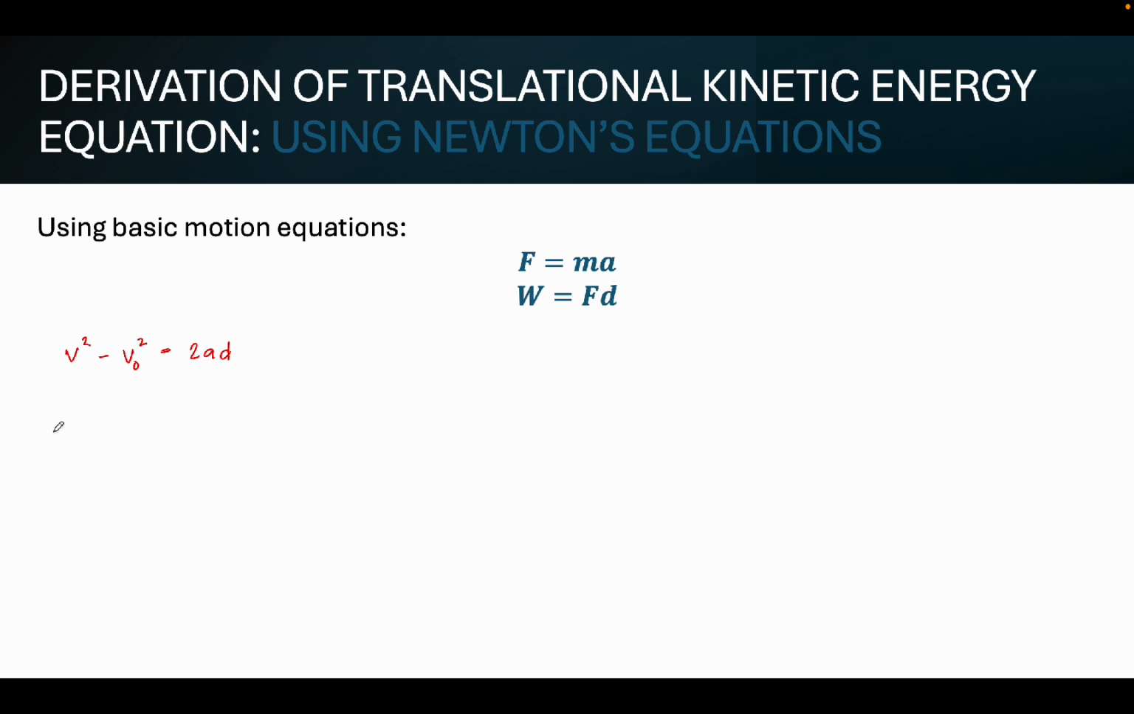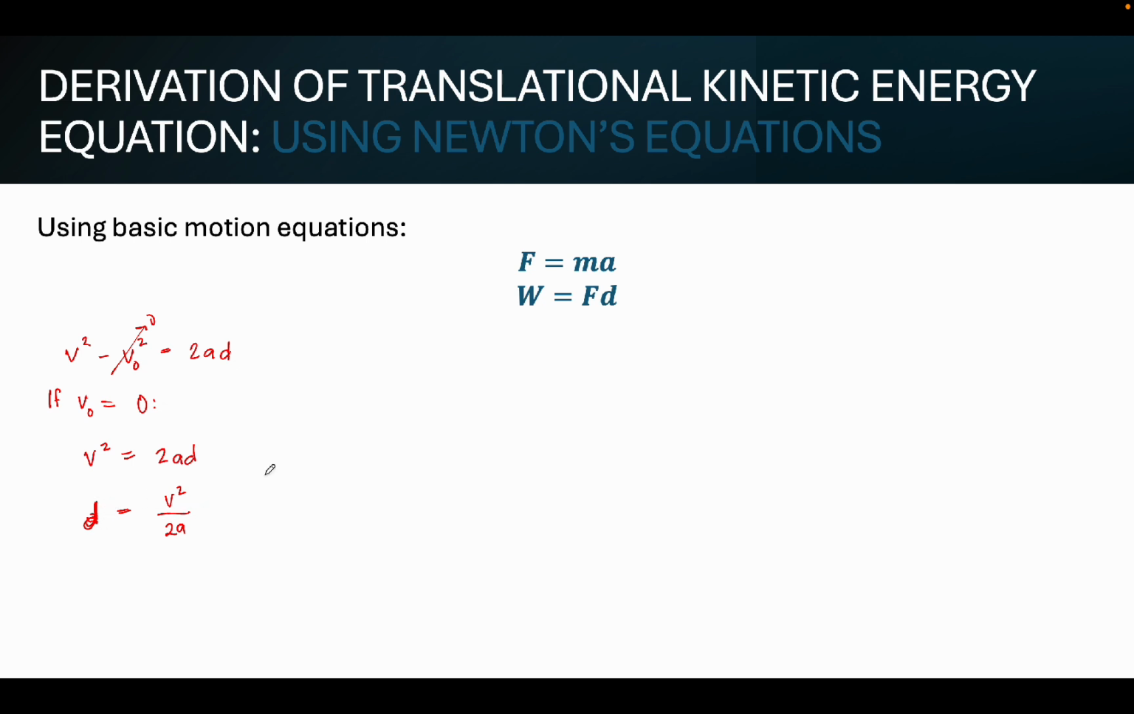Okay, so now let's assume that our initial velocity is 0, so if vo is equal to 0, this term becomes 0. So we have v squared is equal to 2 times a times d. Rearranging the equation to solve for d, we divide both sides by 2a. So d is equal to v squared over 2a. Now we have the formula for d.